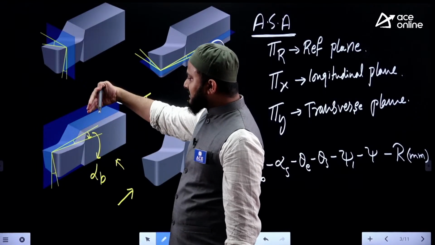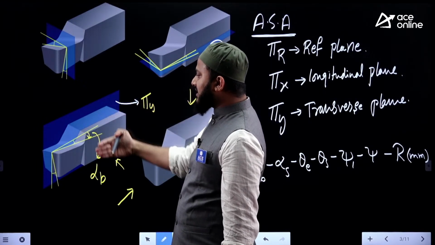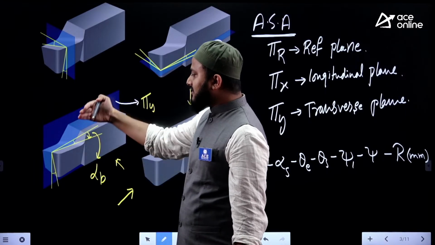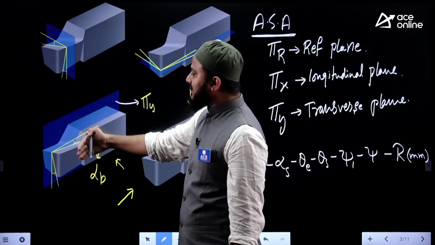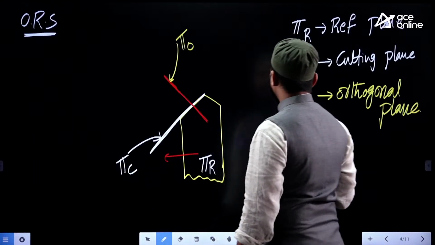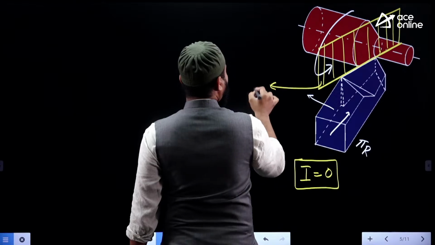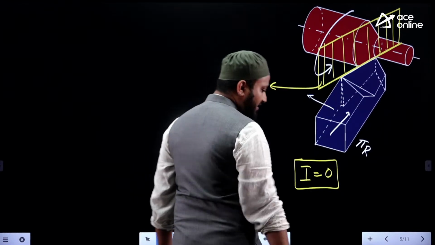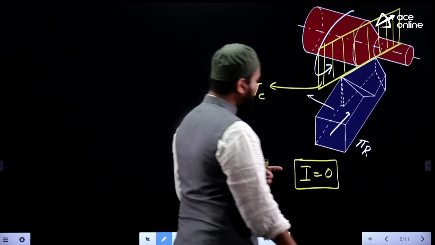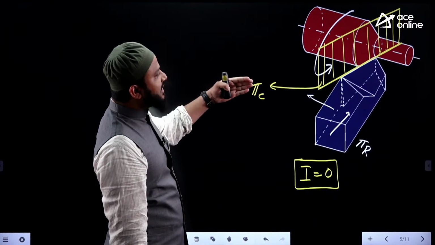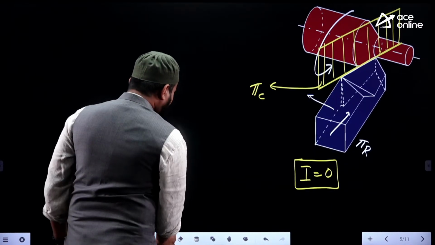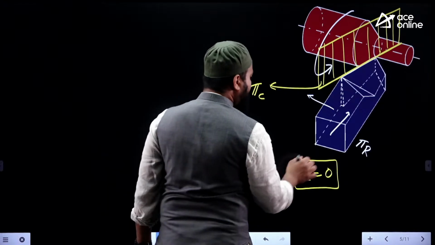But I am not taking the transverse plane. We are inclining this plane a little bit so that it contains the side cutting edge. When I go to that plane, we notice an inclination angle i equal to 0. So based on that plane, I am taking one more plane which is perpendicular to both these planes.